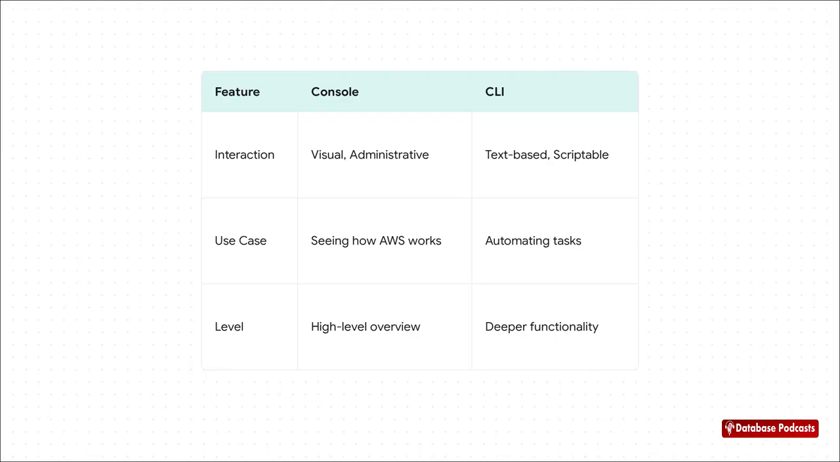The console is perfect for getting a visual overview, for learning how things fit together. It's administrative. But the second you need to do something over and over again reliably and quickly, that's when you turn to the CLI. That's where the real automation power is.